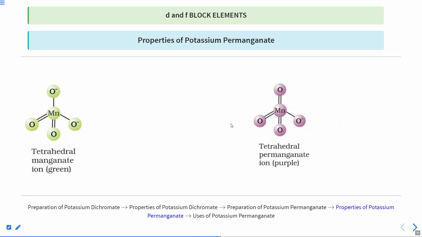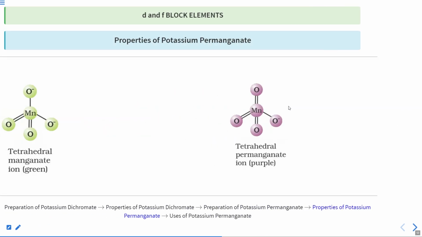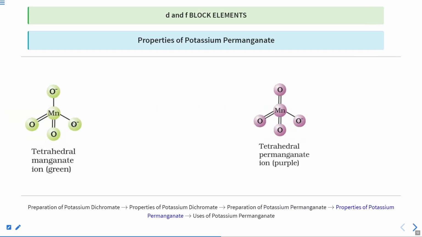So these are the two structures. This is the manganate, which is green in color, whereas this is permanganate, which is violet or purple in color. Now, as I have told you earlier, they show synergic bonding, meaning the metal is donating electrons to the ligand, and at the same time the ligand is donating electrons to manganese. Both can be seen here. Through the sigma bond, the electron is donated, and through the pi bond, the electron is accepted.